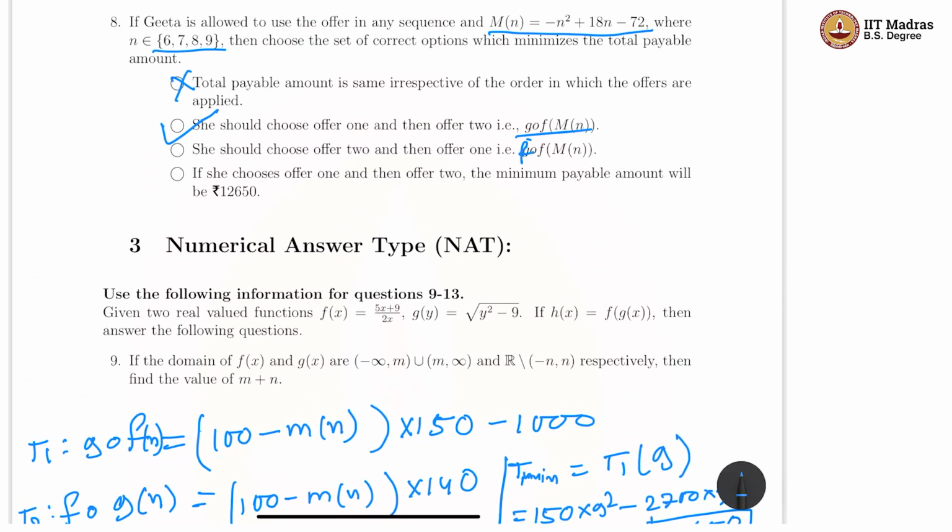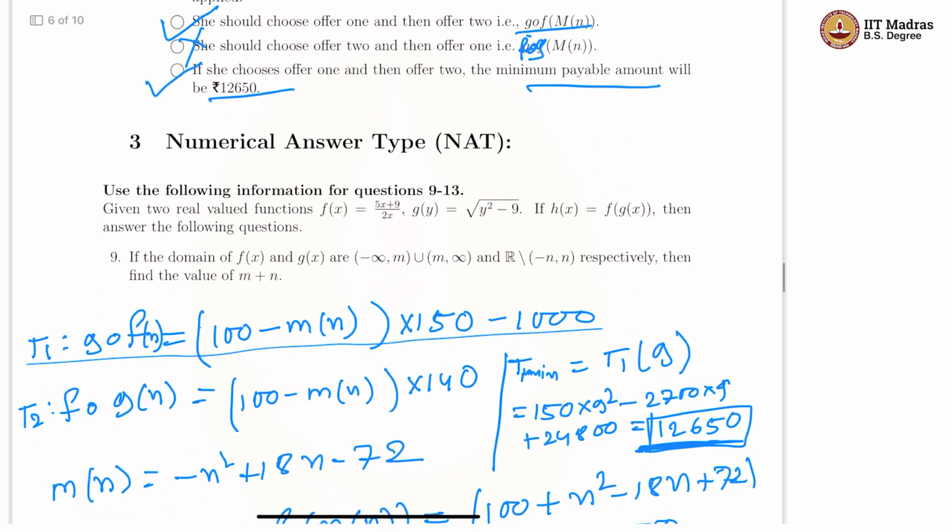Sorry, it will be f compose g. So this option is incorrect, because in that case we are not getting the minimum money. And if she chooses offer 1 and then offer 2, that means if we apply G compose F over Mn, then we will get the minimum amount, and the minimum payable amount is 12650. This is the right answer, because this is the minimum amount to be paid. Okay, thank you.